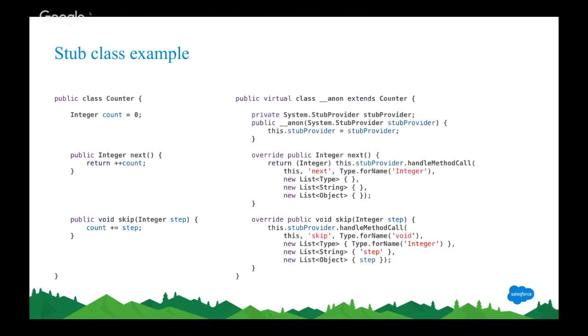And what you'll see is when you call into the test.createStub with the counter type, this is the code that will essentially be returned to you. So this is your anonymous class that gets generated. And you'll note that it's actually extending counter, and it's setting up your next and your skip with your stub provider with calling into the handle method call. And it's really kind of cool how this works, because you don't need things to be virtual to be able to extend them with this functionality.